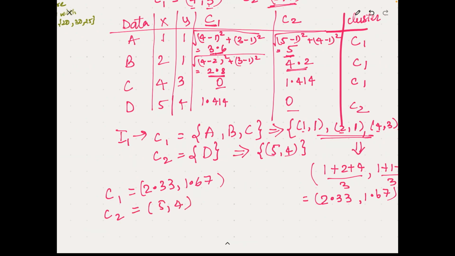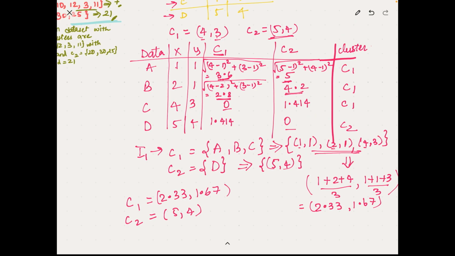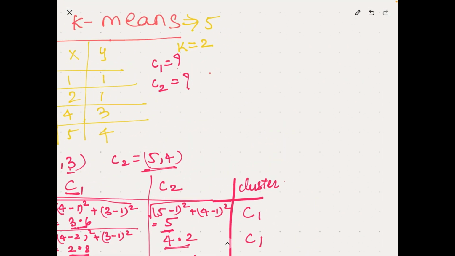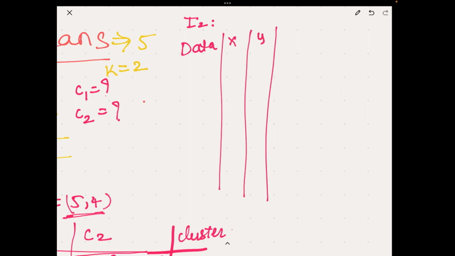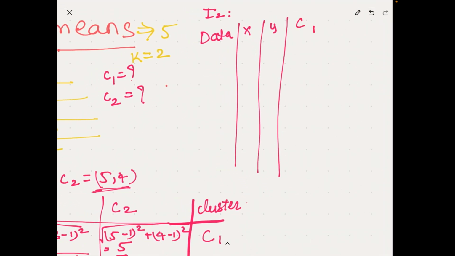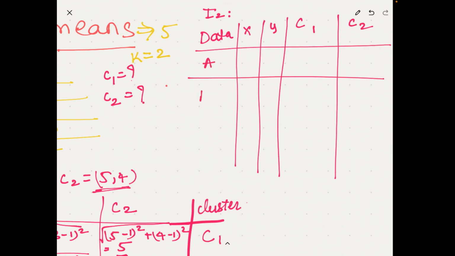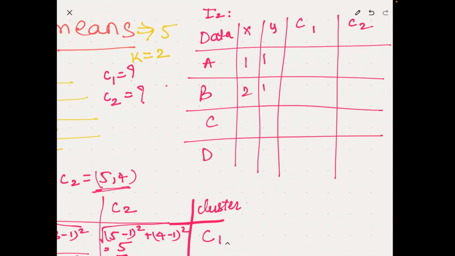So now that we have this, we are going to be making the same table like we did over here for iteration number 2. So for I2 data, we have the values of x, then the values of y, then the C1 value over here, and C2 is going to be the same as we had above, right? So that is A, B, C and D. The values are 1, 1, 2, 1, 4, 3 and 5, 4. And because C1 you will have to calculate, C2 I already have, so I'm just going to substitute their values over here.